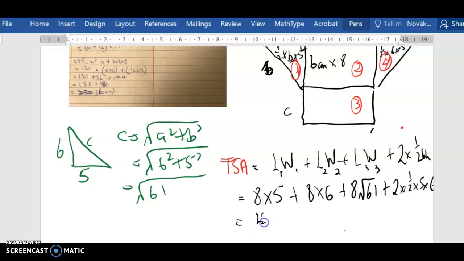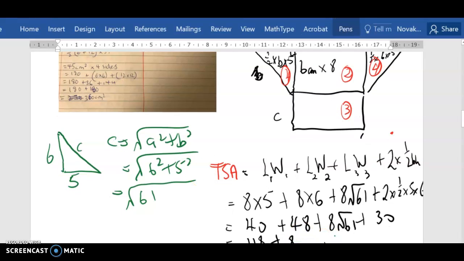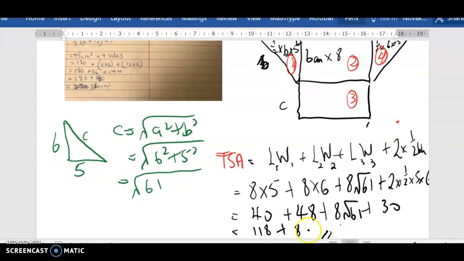We have 40 plus 48 plus, I can't simplify that one, plus 30. So we end up with 118 plus 8 root 61. Again, go away and use your calculator there.